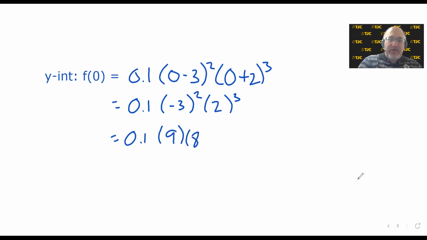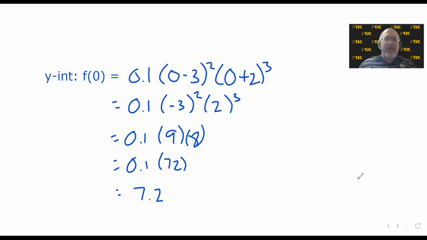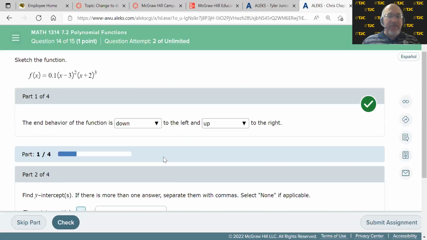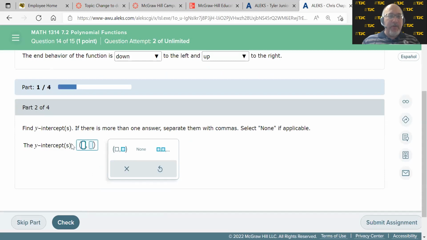2 cubed is 8. 9 times 8 is 72. And when you multiply by 0.1, it just moves the decimal to the left once. And so we get 7.2 as the y-coordinate of the y-intercept. Now, I believe that this wants the ordered pair. So (0, 7.2) would be our y-intercept.